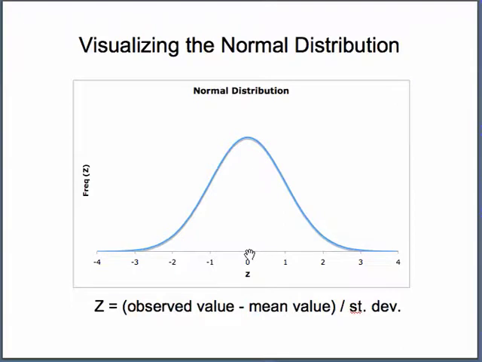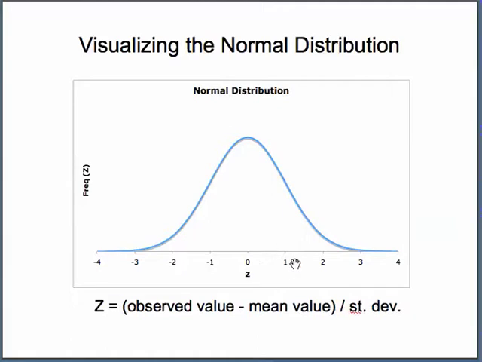What is z? A z-score is defined as the observed value minus the mean value divided by the variable's standard deviation. Thus, if an observed value is exactly the same as its mean, then the z-score for that observation is 0.